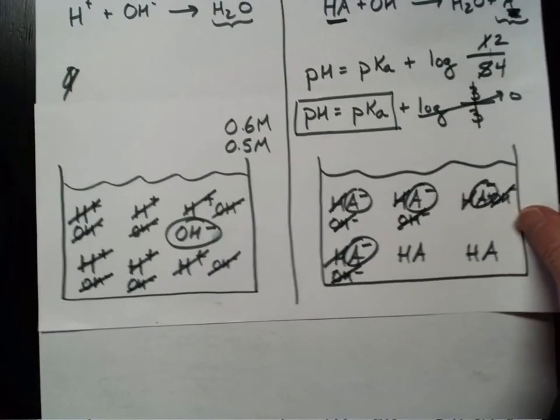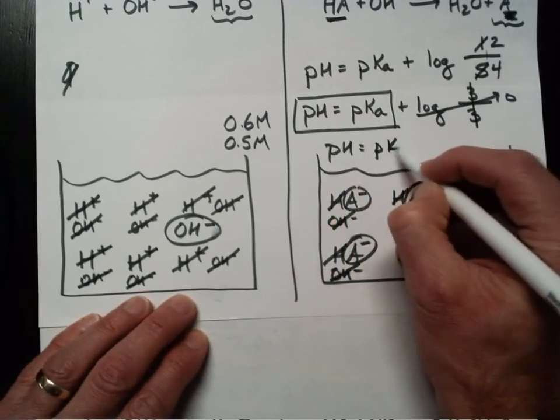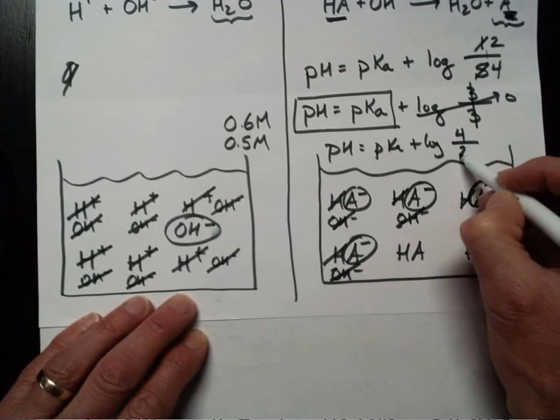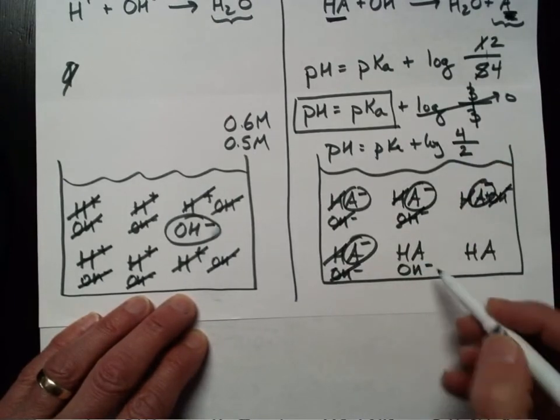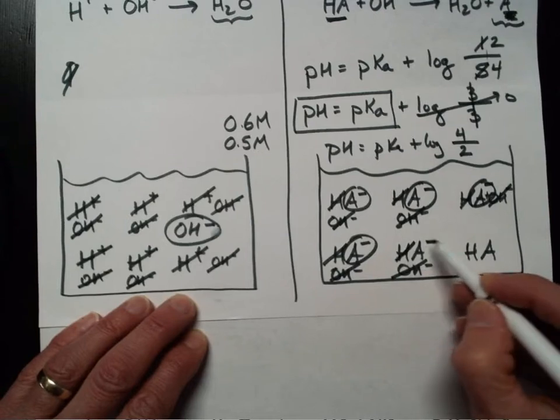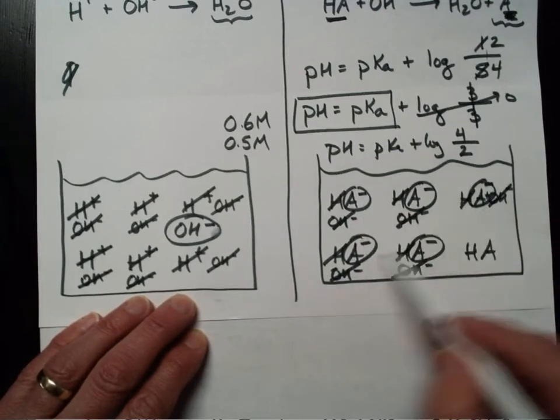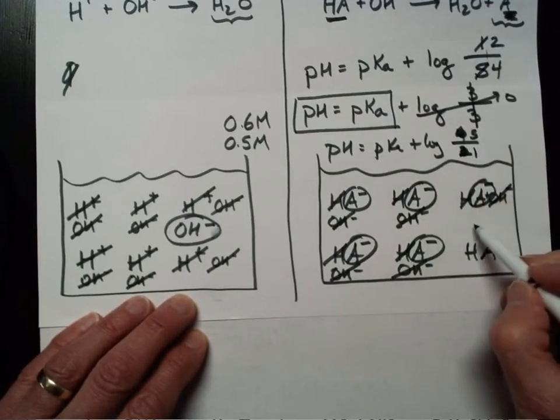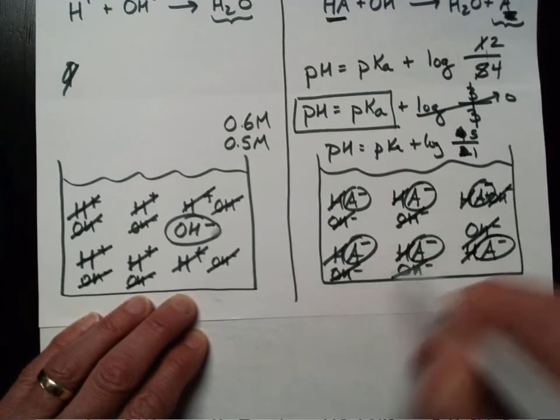The pH at this particular point is going to be the pKa plus the log. Now there's more conjugate base than acid. I add another one, make it my water and my anion. In this case, the pH is going to be the pKa plus the log of 5 over 1. And if I add one more hydroxide, I've got all conjugate base.